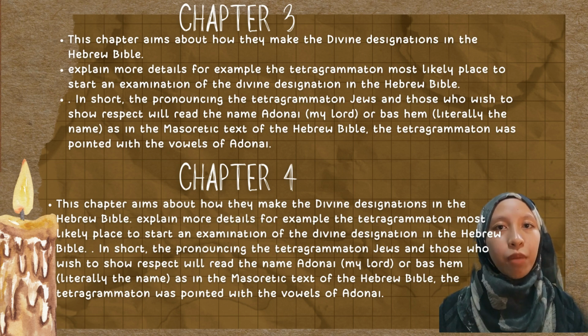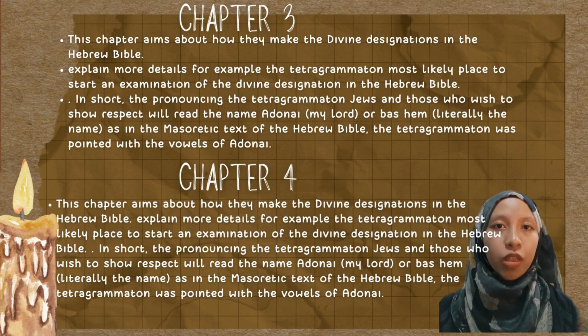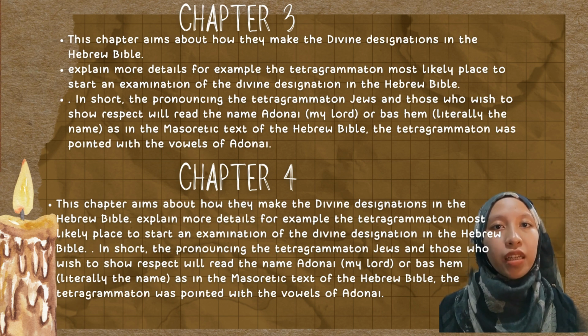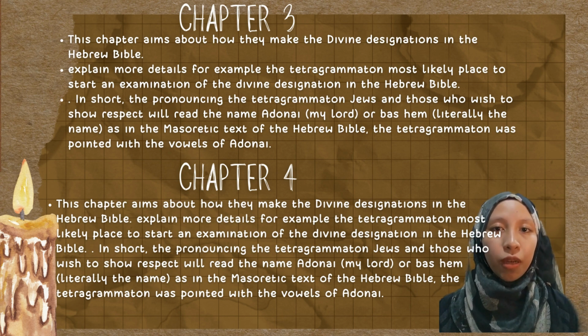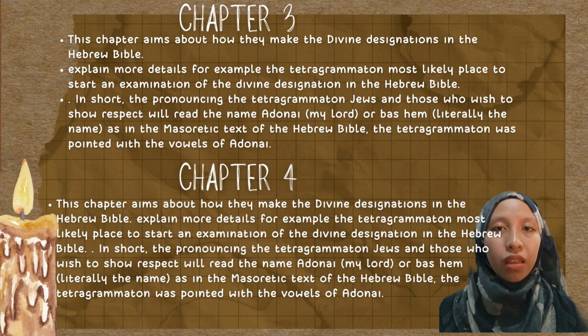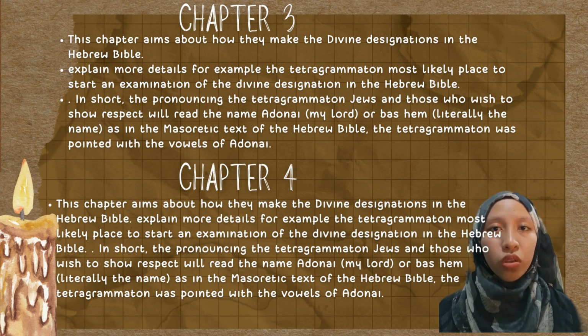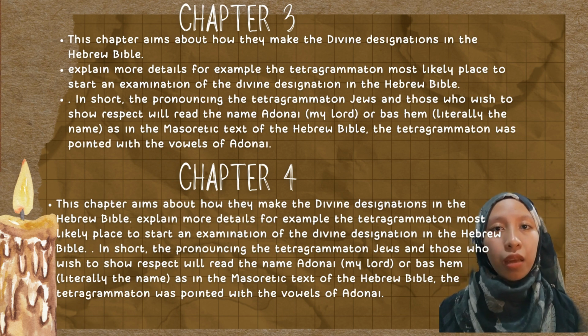The third chapter is about how they make the divine designation in the Hebrew Bible. In this chapter, it explains more details. For example, the Tetragrammaton is most likely the place to start an examination of the divine designation in the Hebrew Bible. In short, when pronouncing the Tetragrammaton, Jews and those who wish to show respect will read the name Adonai, my Lord, or Hashem. Literally, the name is in the Masoretic text of the Hebrew Bible. The Tetragrammaton was pointed with the vowels of Adonai.